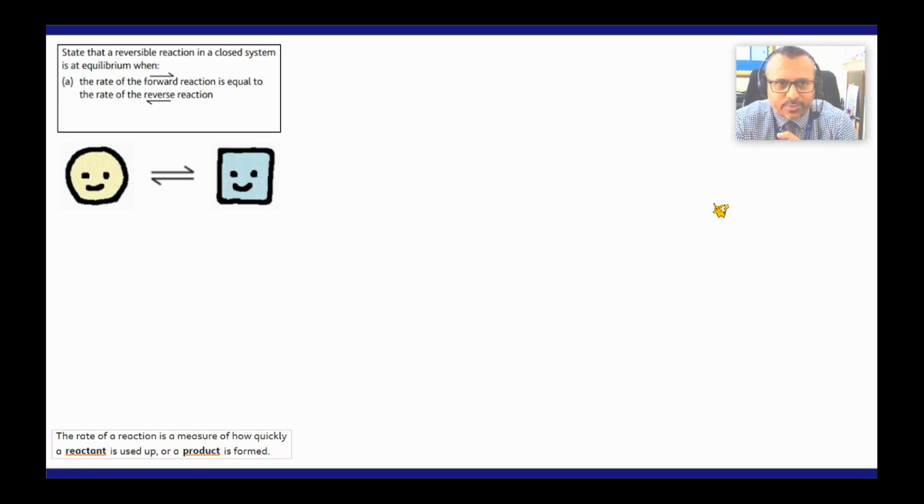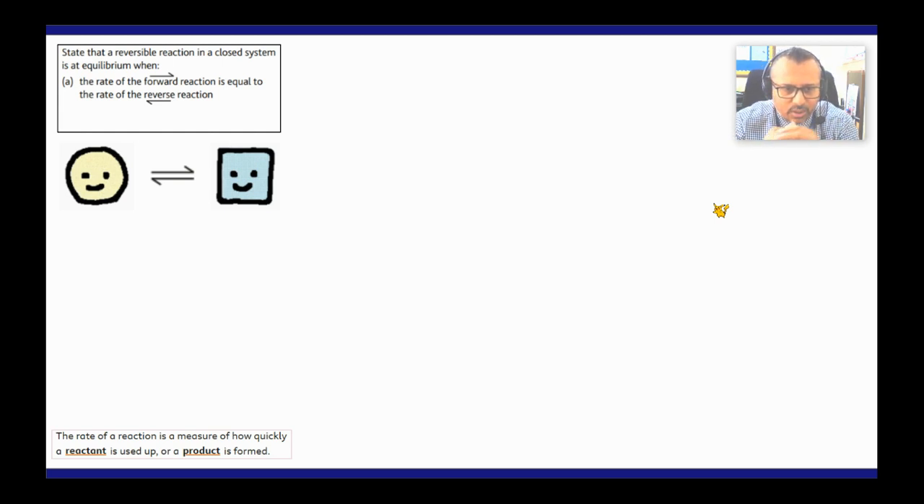If they ask you about dynamic equilibrium in a reversible reaction, you can say that it's within a closed system. You need a closed system, so you can't have anything escaping. And when a reversible reaction is in a state of dynamic equilibrium, what we mean by that is the rate of the forward reaction is equal to the rate of the reverse reaction. So you don't really have over time many changes in the concentrations of the reactants and the concentrations of the products.